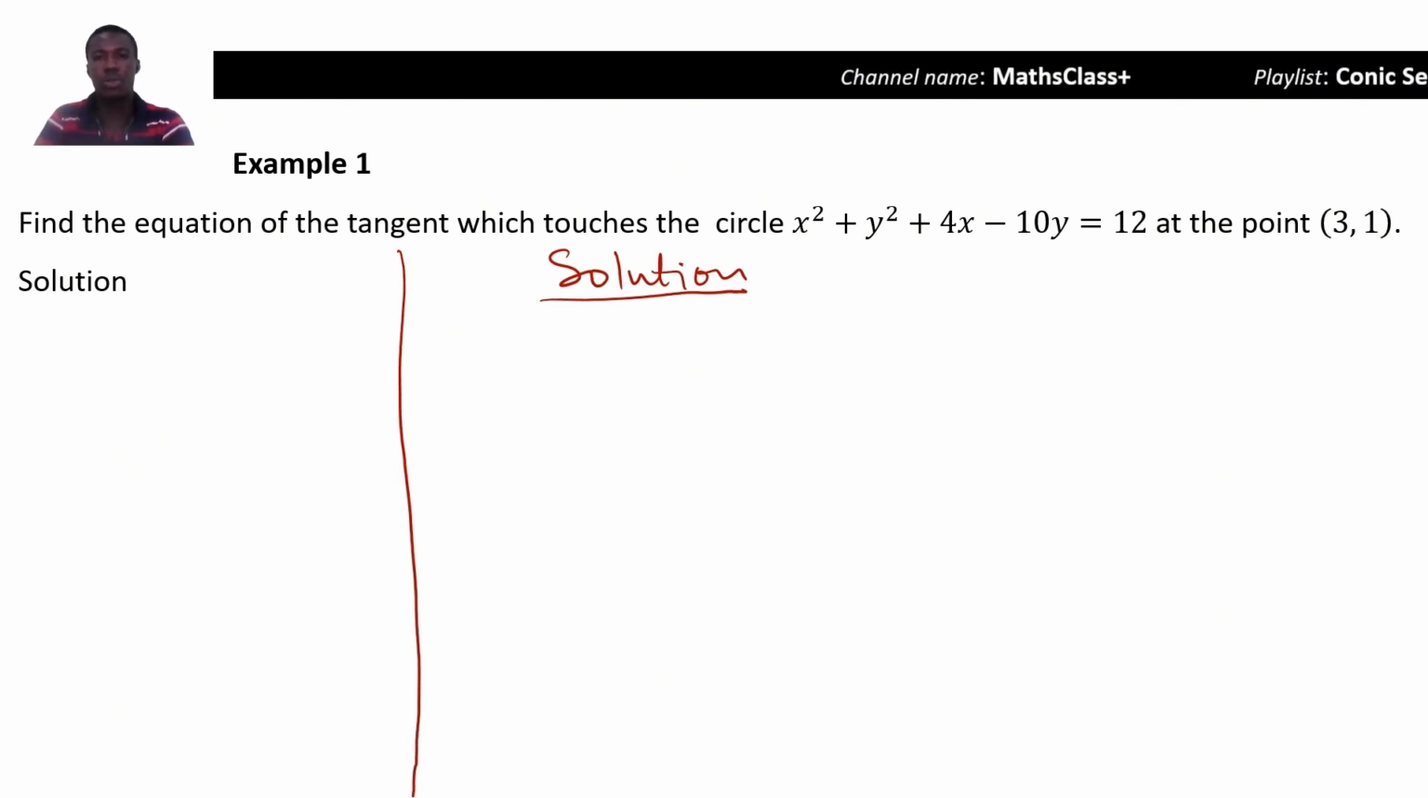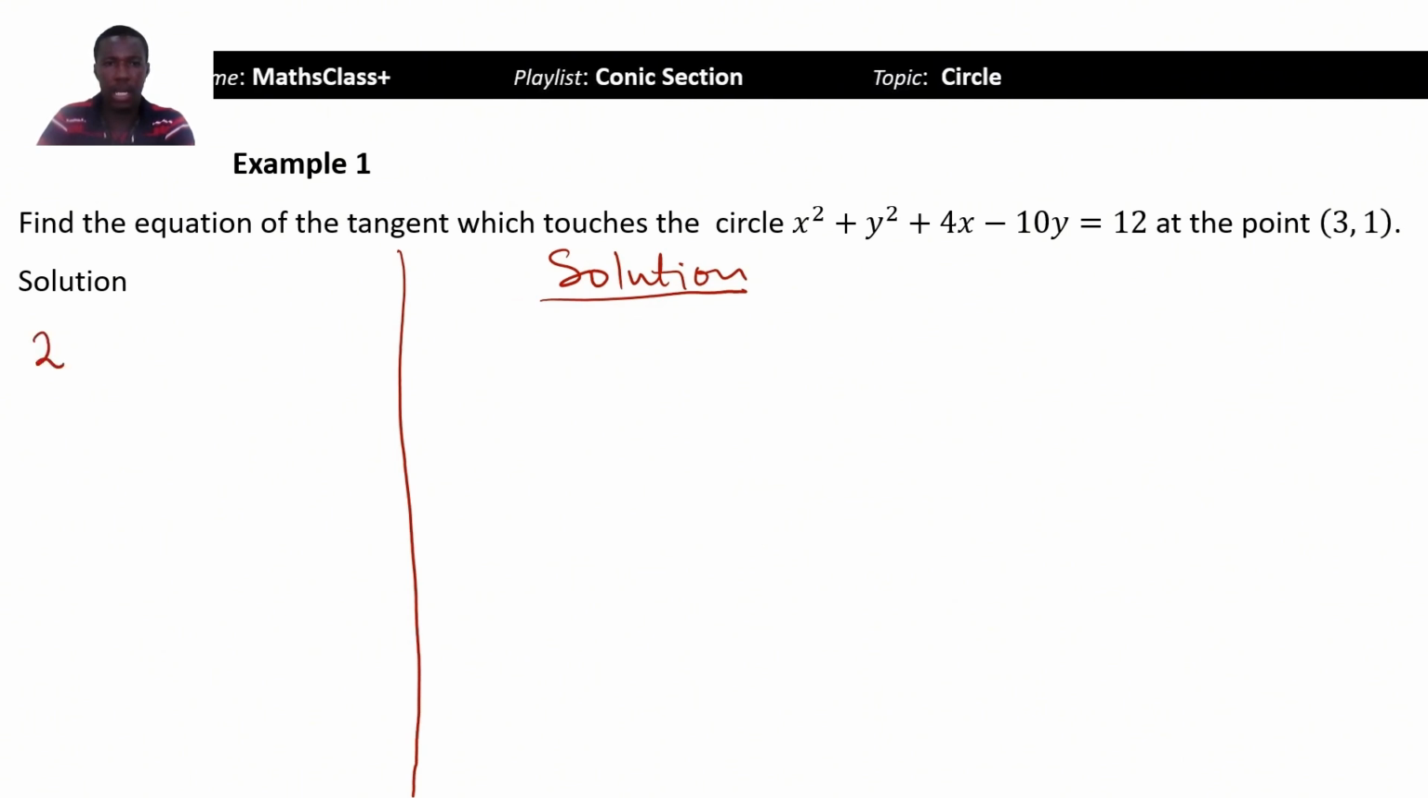Now for us to find the equation of the tangent line, we need the gradient of the tangent line and a point that the line passes through. So the tangent line passes through the point of contact, which is (3, 1), but we are yet to determine the gradient. Okay, so how do we find the gradient? First of all, let's determine the center of the circle.